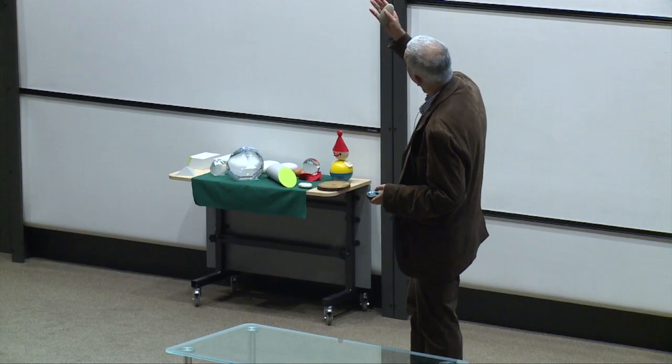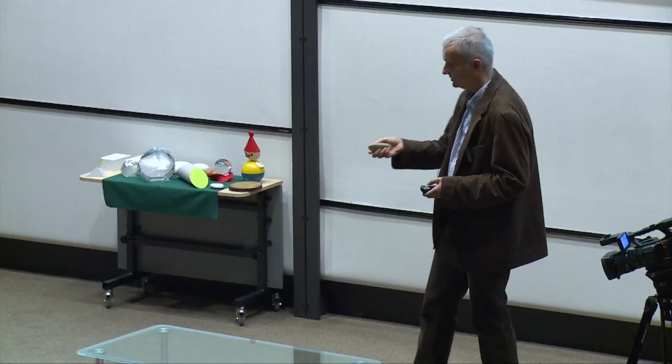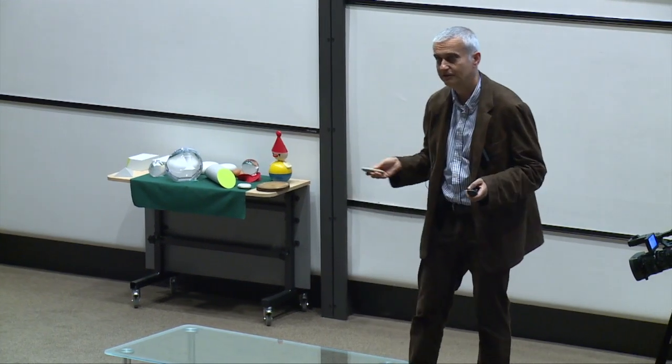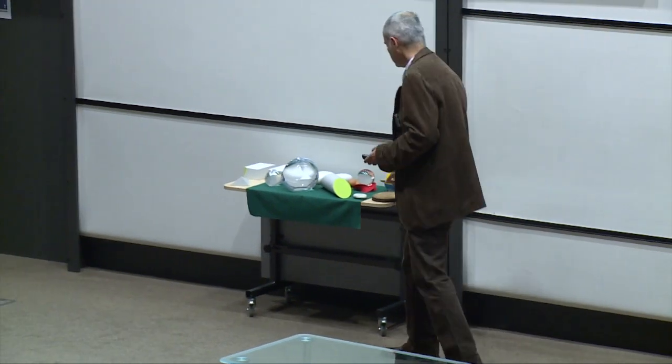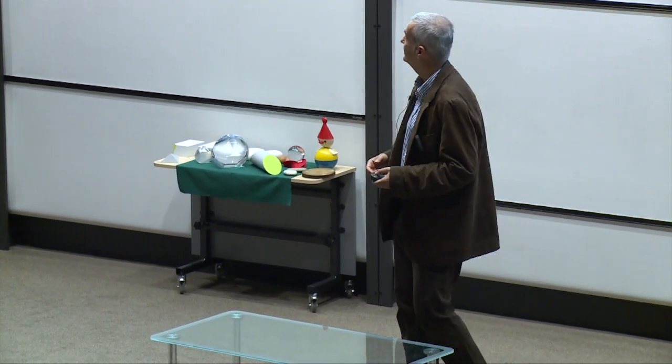So in 2 dimensions, the number of stable and unstable points is always equal, and in 3 dimensions, we have this relationship. So to each pebble or to each shape, we can assign these numbers. Are they meaningful? Do they tell us something about nature? Well, to tell, I have to go back a little bit.